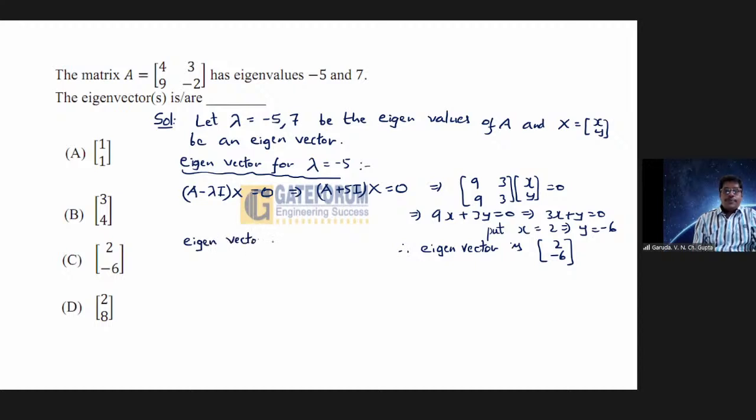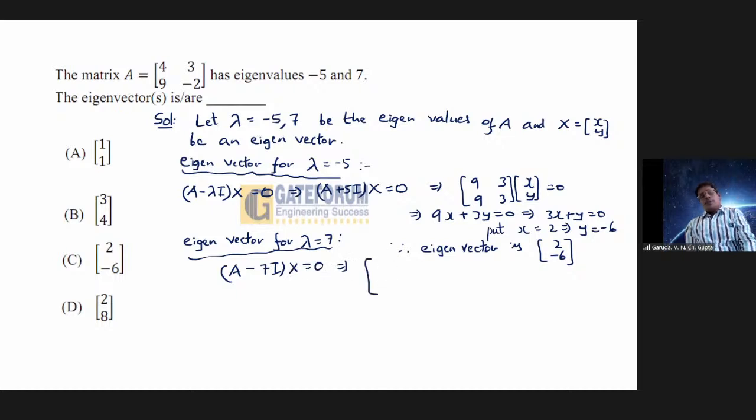eigenvector for lambda is equal to 7. This is A minus lambda I, as above, A minus 7 into I into x equal to 0. A minus 7I is obtained by subtracting 7 from the diagonal elements of A only, remaining elements keep same. So 4 minus 7, minus 3, and plus 3, 9, minus 2 minus 7, minus 9, into xy is equal to 0. Again, these two equations are coincident.